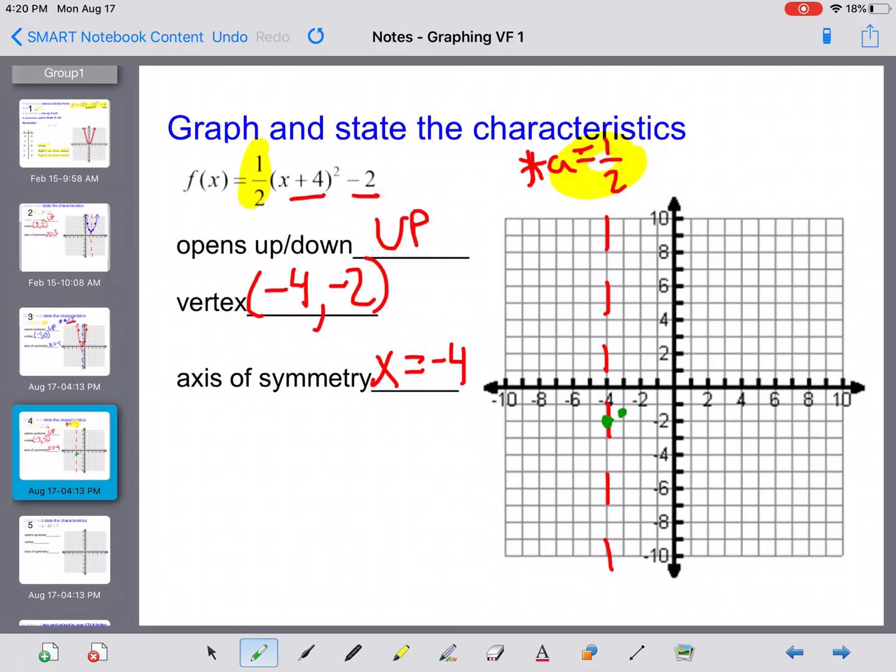Then we go back to our vertex, and we're going to go right 2. Parent graph goes up 4, but 4 times 1/2 is 2. So we're going to be at this point when y is 0. Again, we reflect across. It doesn't have to be perfect. It just has to be close. And then we reflect across there.